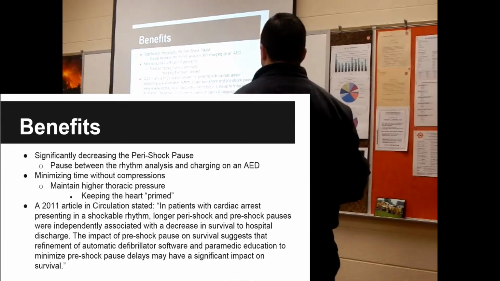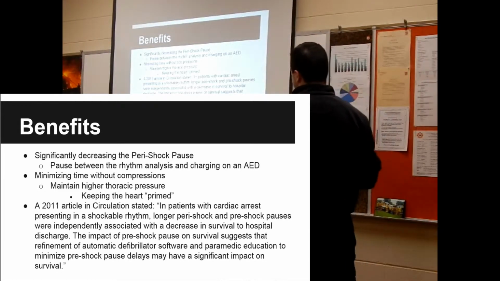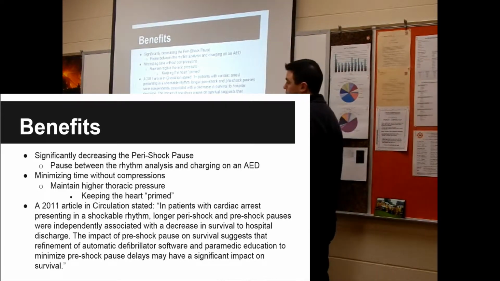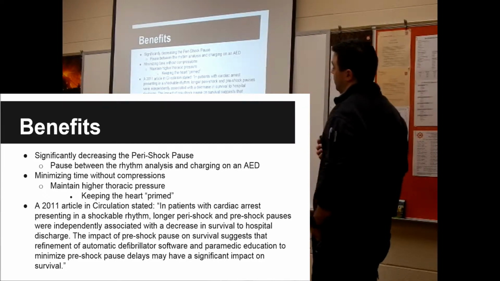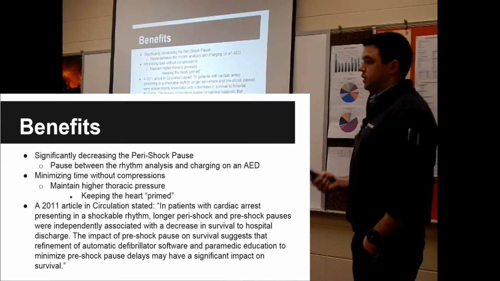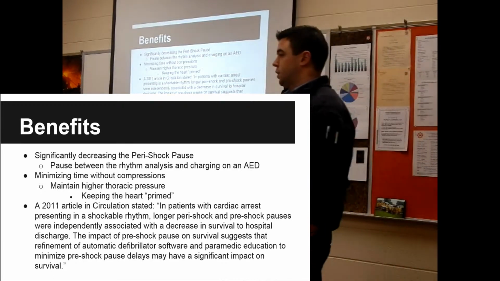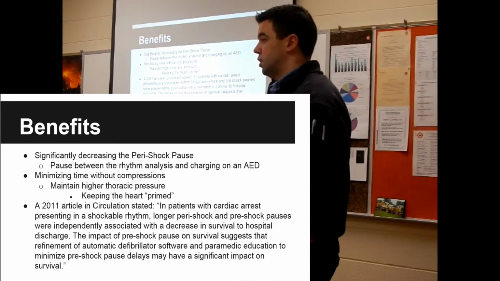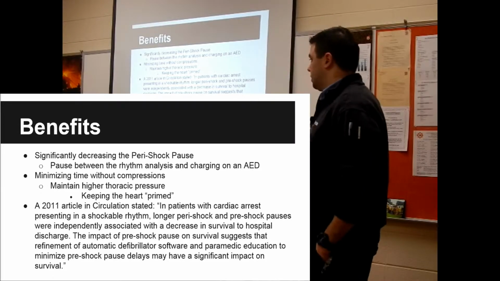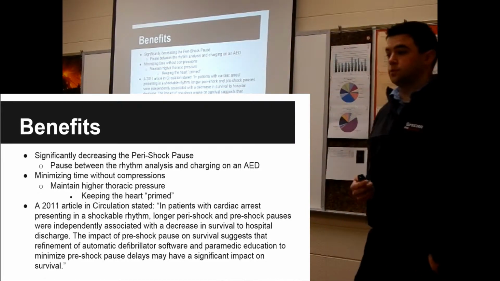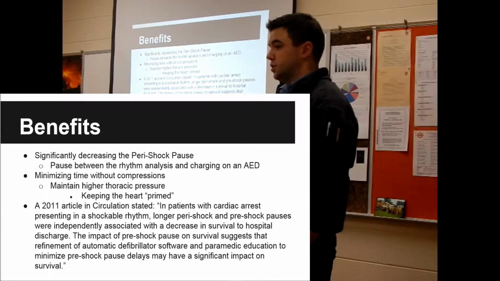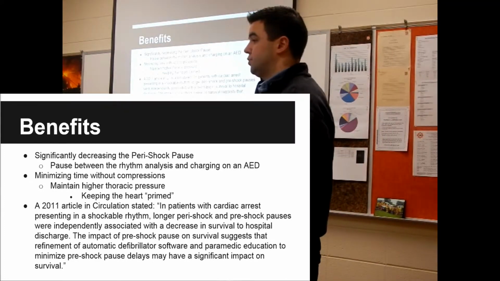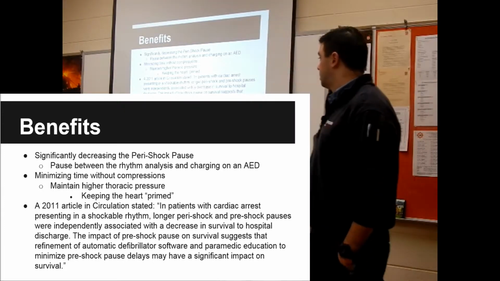So the benefits, we're going to significantly decrease that peri-shock or that pre-shock pause, which is the pause between rhythm analysis and actually shocking. Minimizing time without compressions, we're going to keep that heart primed. This is why we don't shock asystole. It wouldn't hurt the heart at all, but it eliminates time off the chest, which is what we're most concerned with. When you build up that intrathoracic pressure, you are allowing the heart to be primed, so it's going to get the most out of that shock.